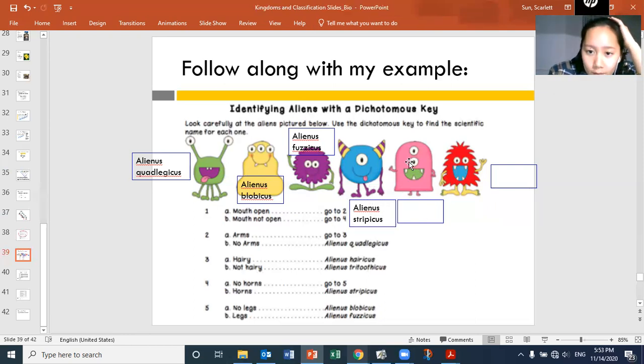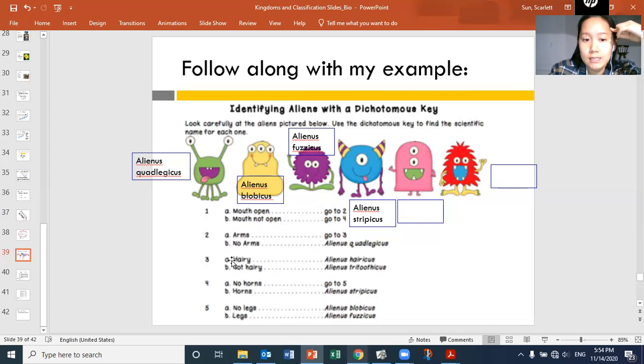Let's do the pink one now. So the pink one right here at step 1, starting off, says, is the mouth open or not open? And it looks like to me that the mouth is open. So you're gonna go to step 2. Step 2 says, does it have arms or no arms? And I see 2 little stubby arms right here.